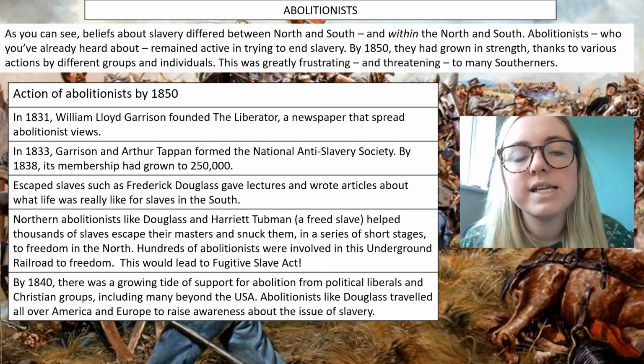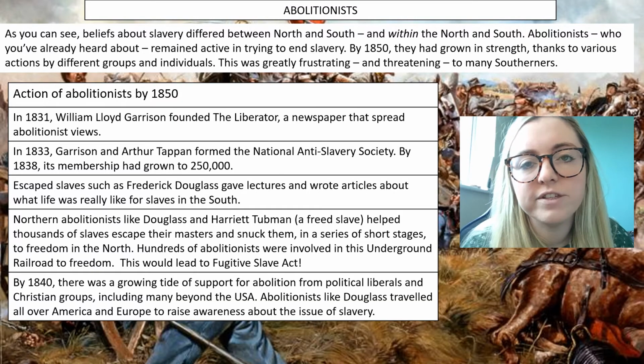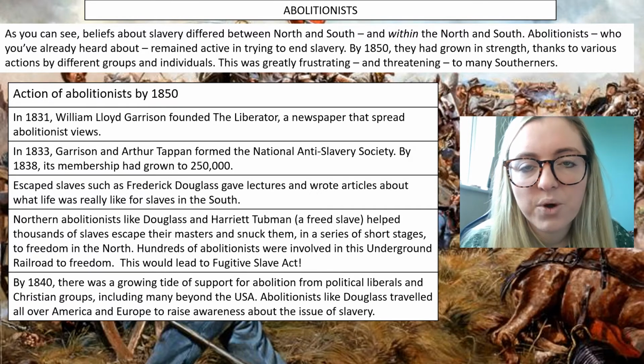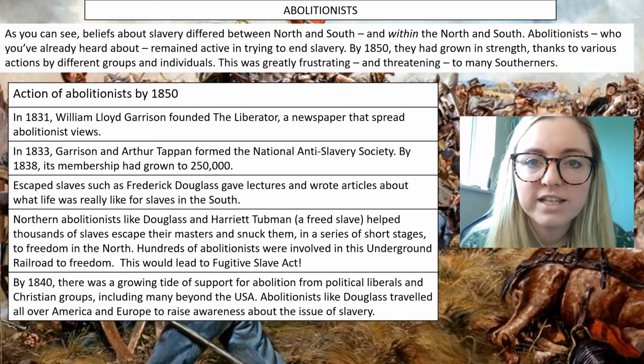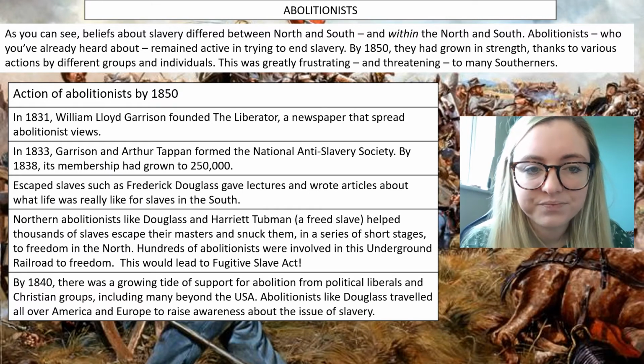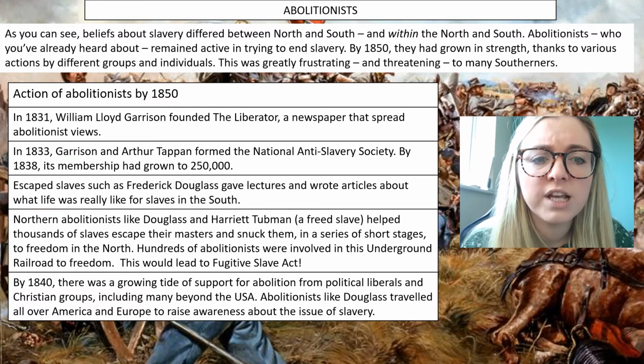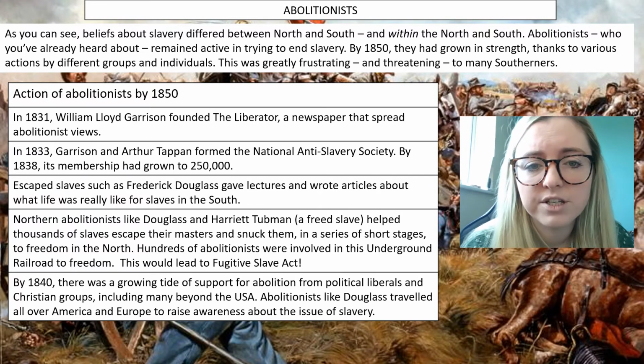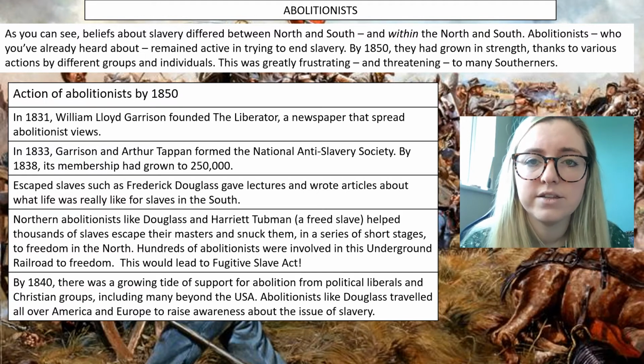So as you can see, the beliefs about slavery in the North and South really did differ. And this was exacerbated by the work of the abolitionists, which gained momentum in 1850. This slide just shows a couple of examples of people that you might recognise, such as William Lloyd Garrison, who founded the Liberator in 1831.